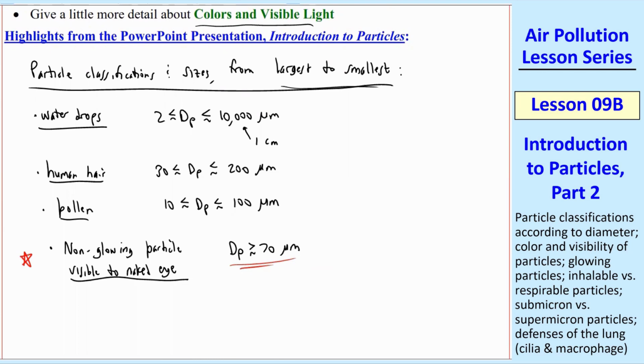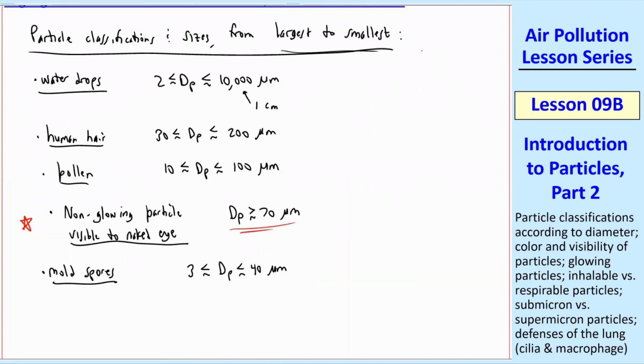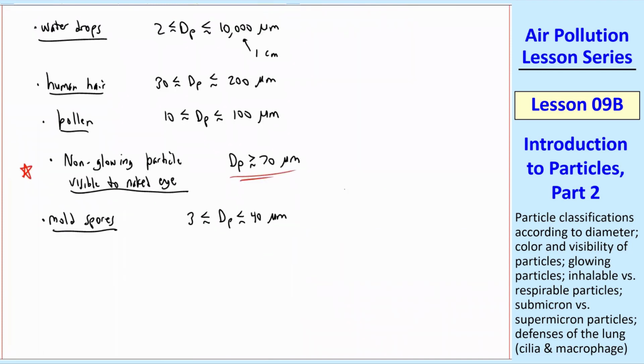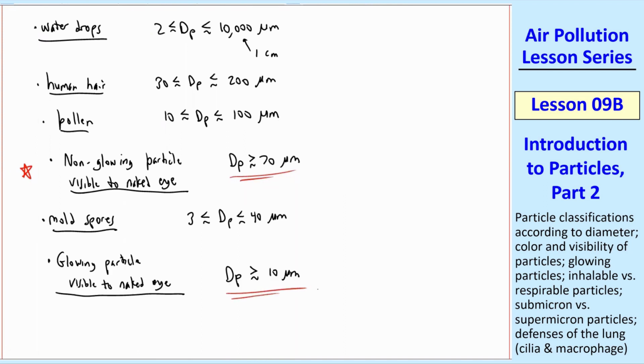And I will put a star by everything that I want you to know or memorize, if you want to use that term. You'll need to know these for the closed book part of the quizzes. Mold spores are generally between about 3 and 40 microns. Remember, the shafts can be larger than that, and the heads can be even larger. A glowing particle visible to the naked eye is greater than about 10 microns. Both of these cases are for healthy eyes.